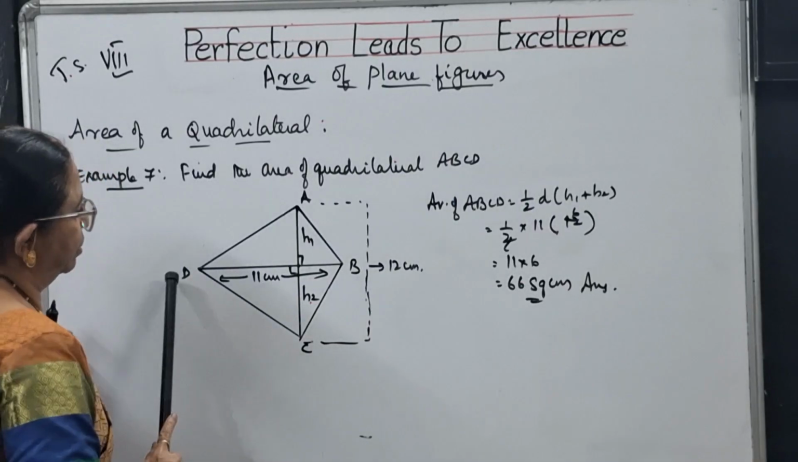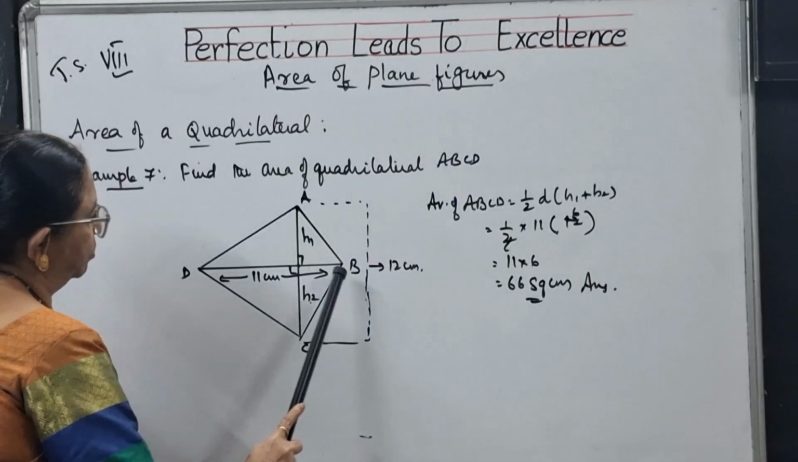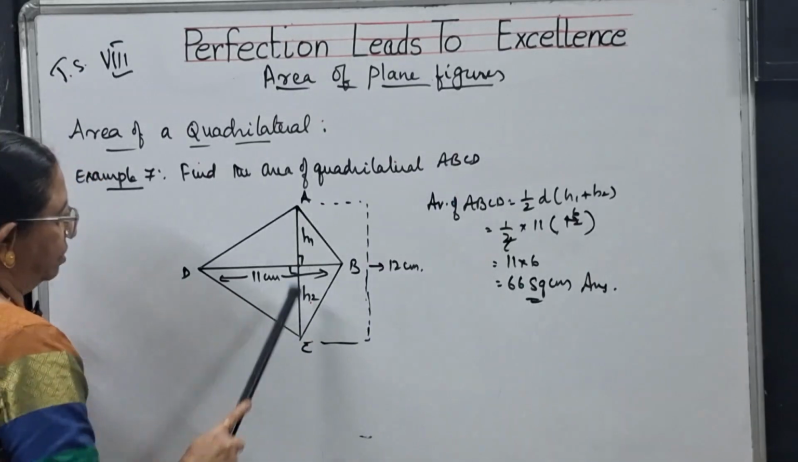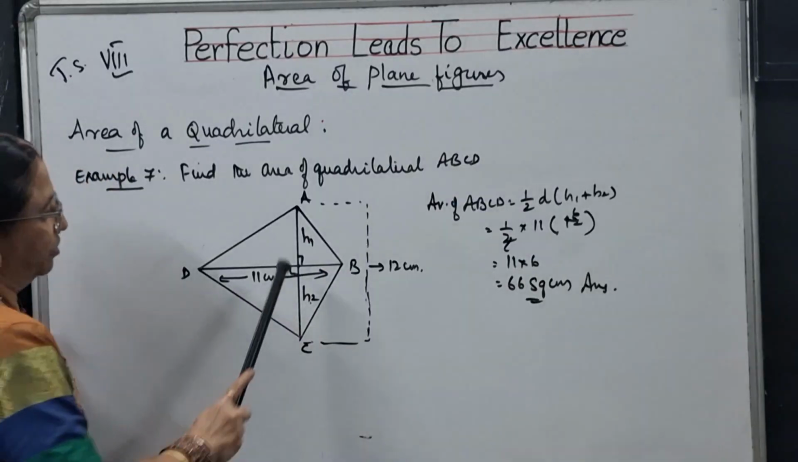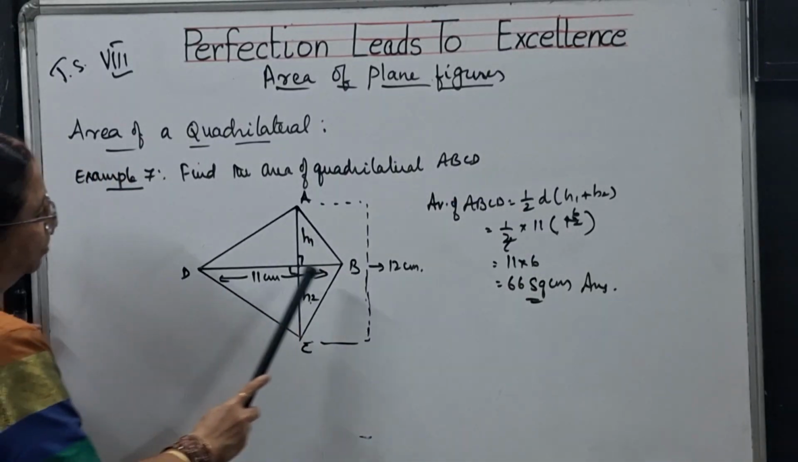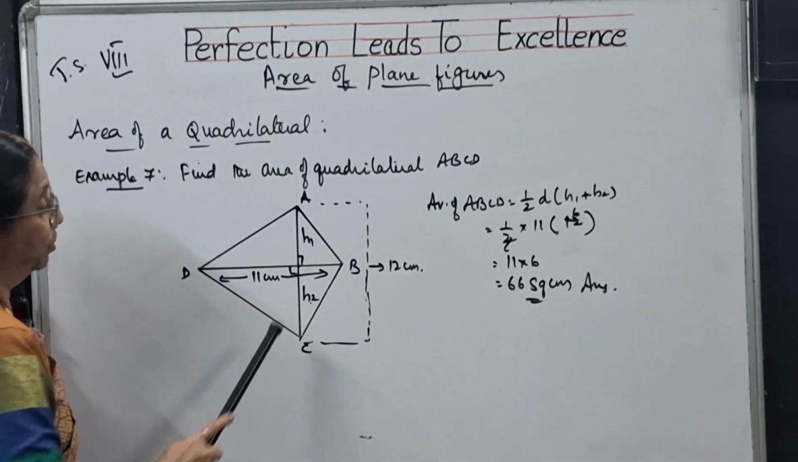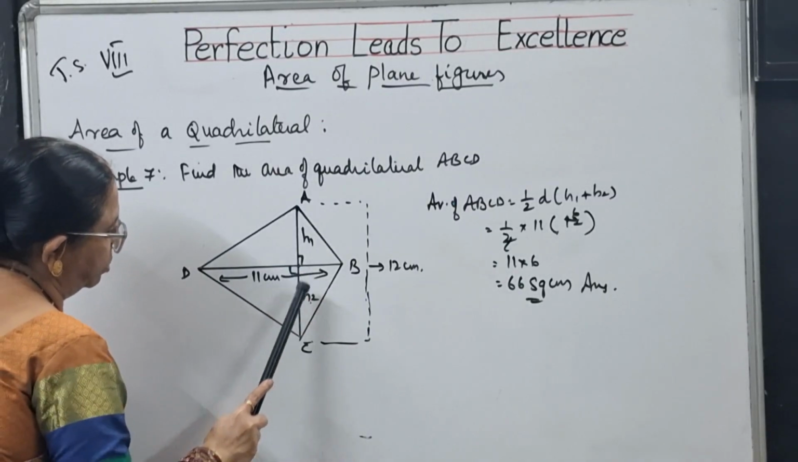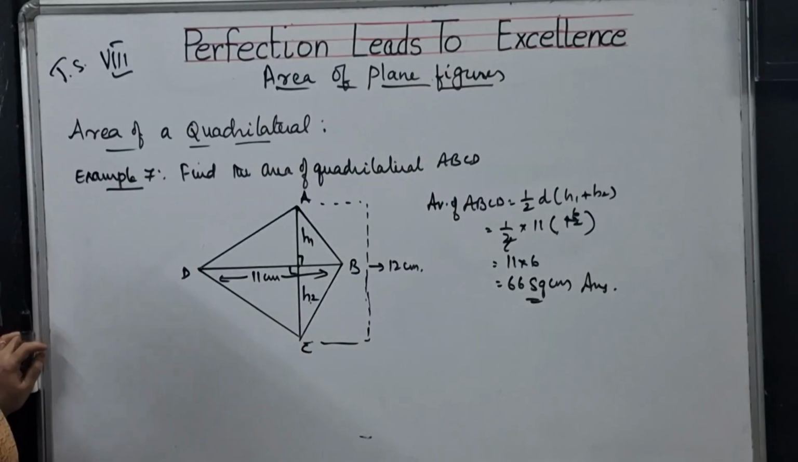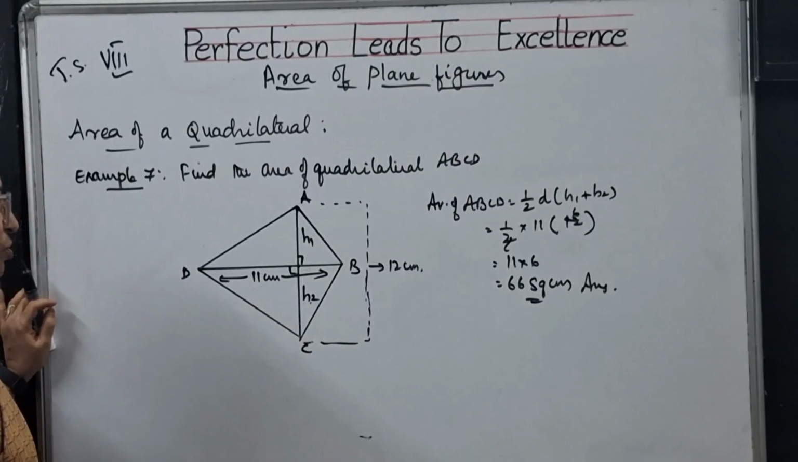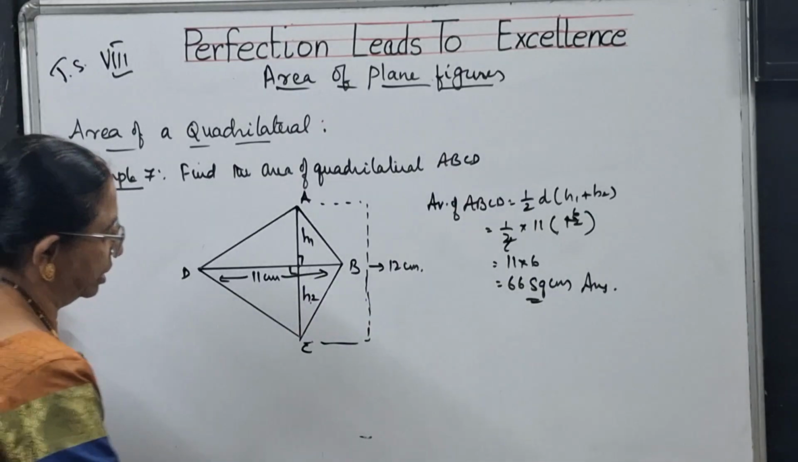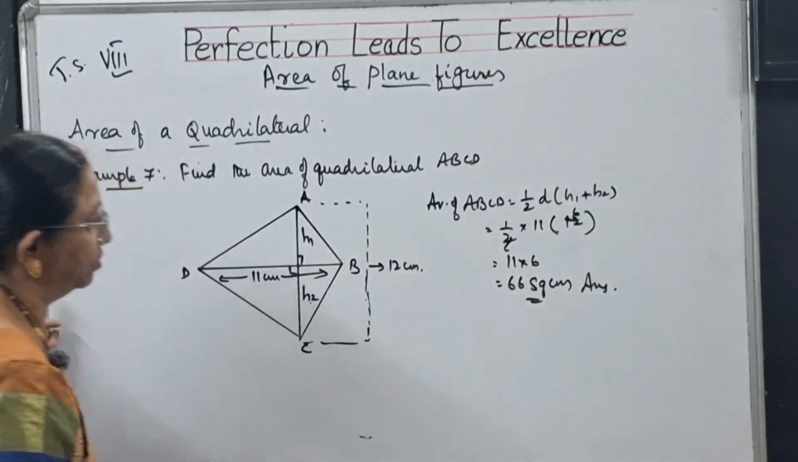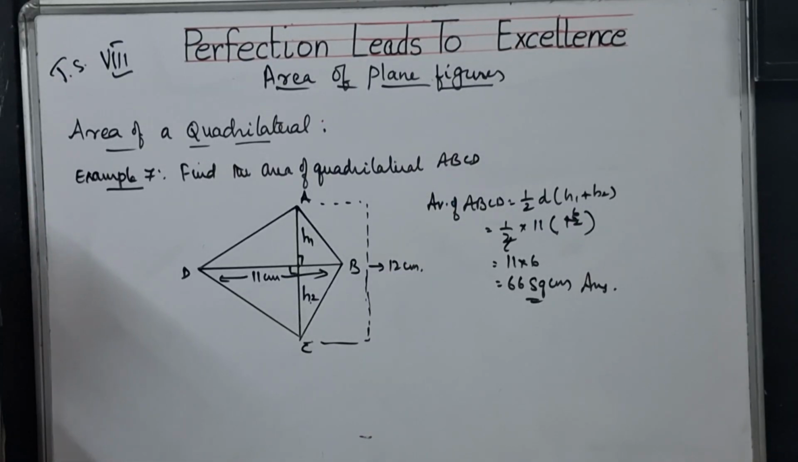So the figure is given in this way. ABCD is a quadrilateral, BD is the diagonal, the distance between B and D is 11 centimeters, and the distance between A and C is 12 centimeters. So for a quadrilateral, this is the diagonal and we need H1 plus H2. From here to here it is H1, from here to here it is H2. So half D into H1 plus H2, half diagonal 11 into H1 plus H2, 12. So we are getting 11 into 6, that is 66 square centimeters is the answer, children. Please note it down.